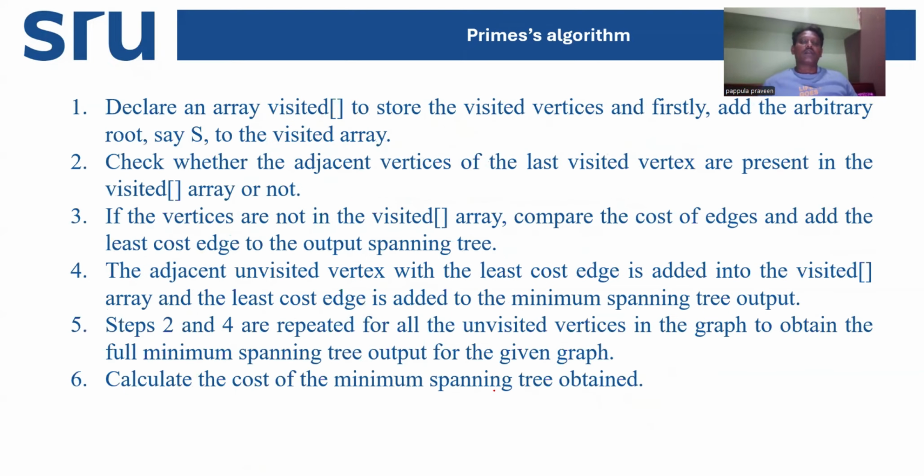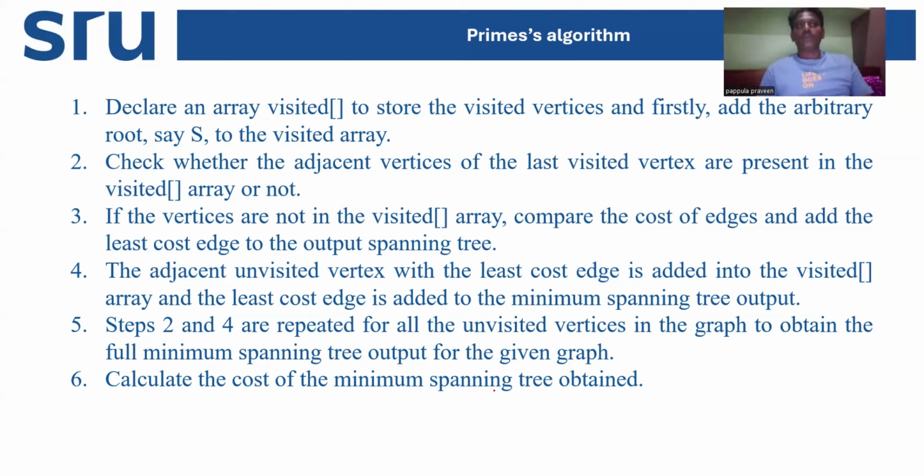Declare an array visited to store the visited vertices, and first, take an arbitrary root and add it to the visited array. That is the first vertex. Like in the previous example, A is the first vertex. First we visit A and check whether the adjacent vertices of the last visited vertex are present in the visited array or not. Better, we have to create the adjacency matrix, showing the first visited vertex and its edges to the other vertices.